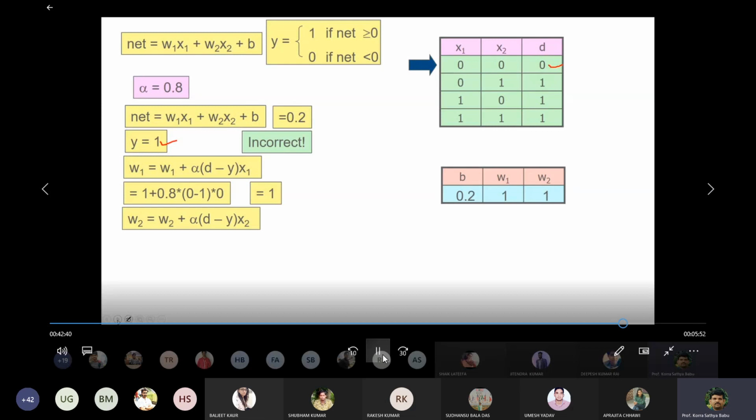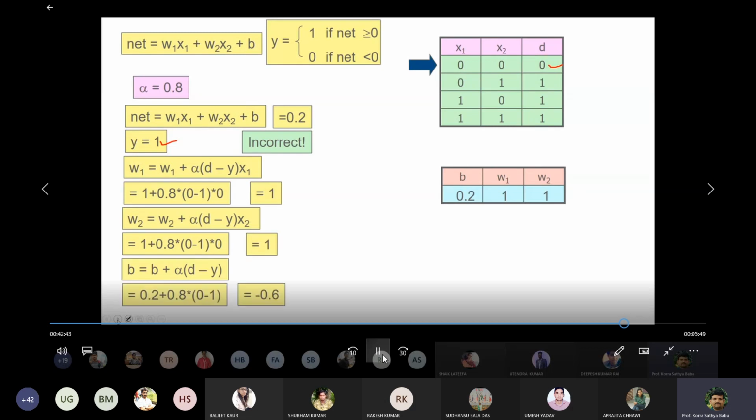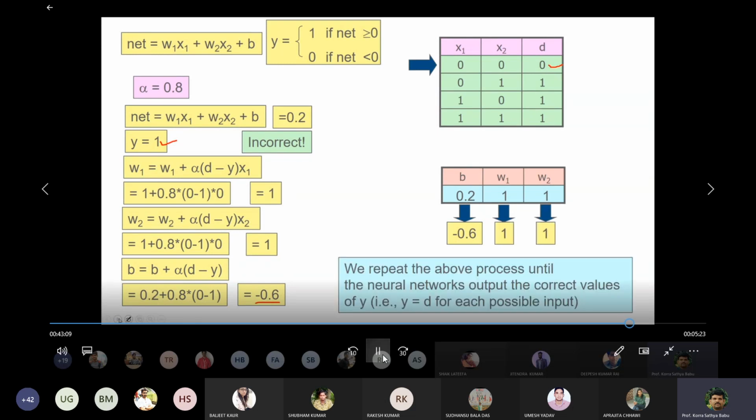Again, do the updates of the weights, W2 and the bias. Now the bias value is minus 0.6. So again, update that value. Instead, earlier it was 0.2. That value was true for all these records, but for this record it was not true. That's why we have to change it now. So W1, W2 remain the same. Now, we repeat the above process until the neural network outputs the correct value of Y, that is, Y is equal to D for each possible input.